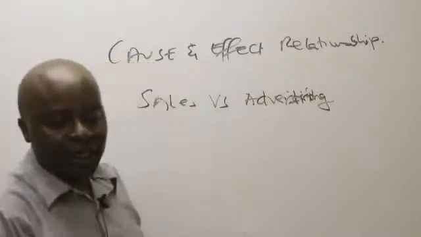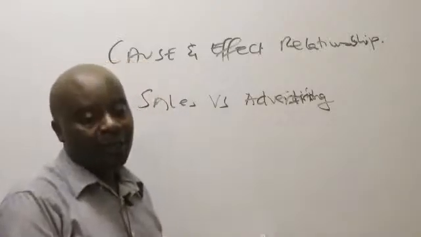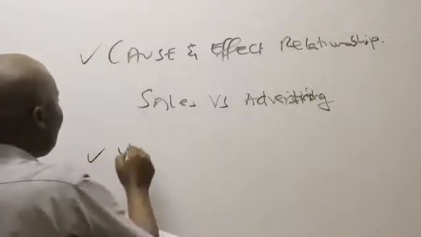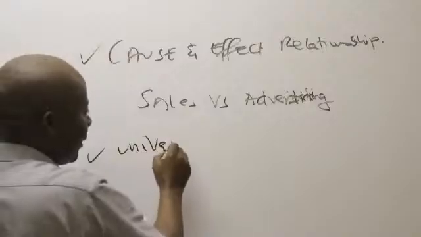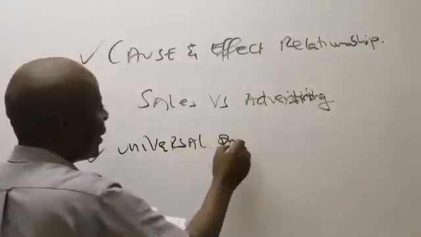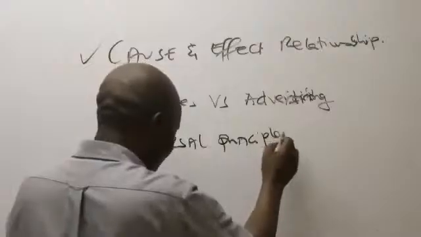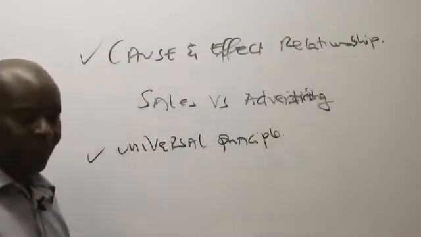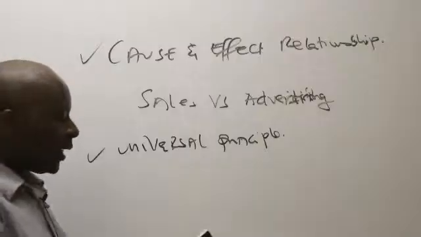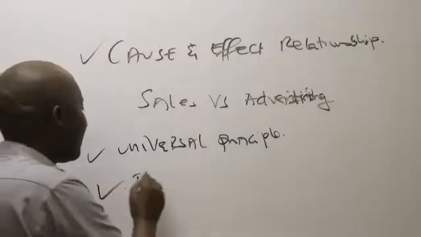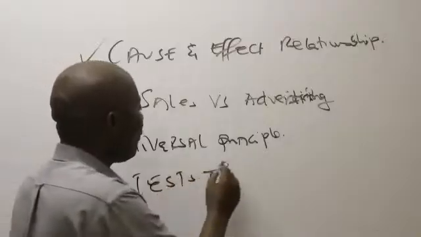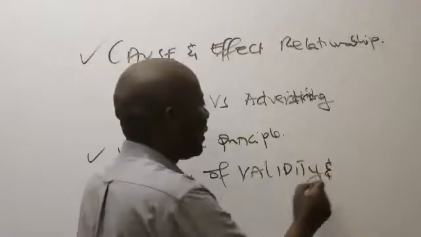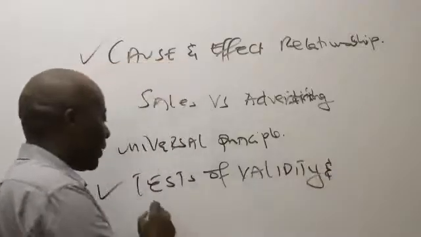So we have that the principles are universal. Universal principles mean it's a science, it can be studied. Yes, we have tests of what here? Tests of validity, and what here? Predictability.